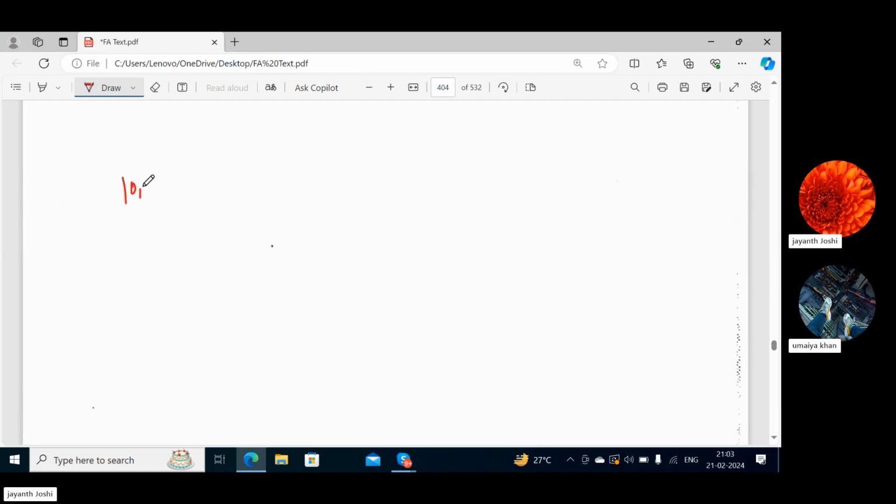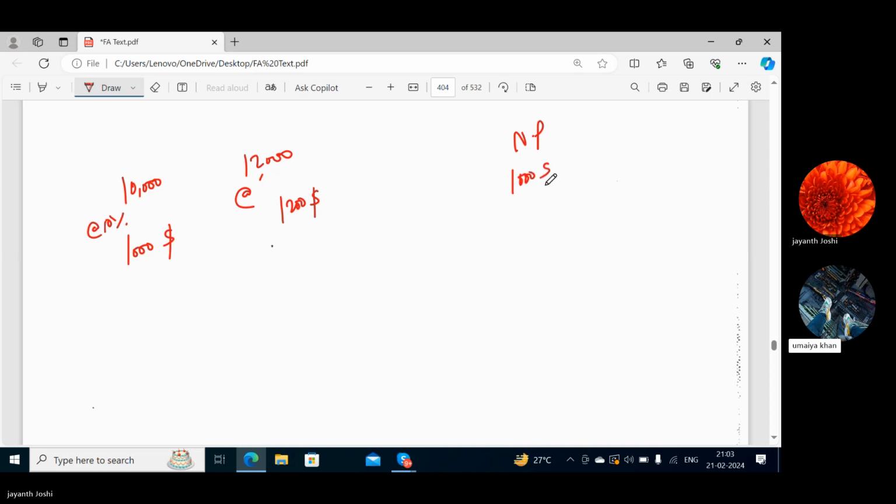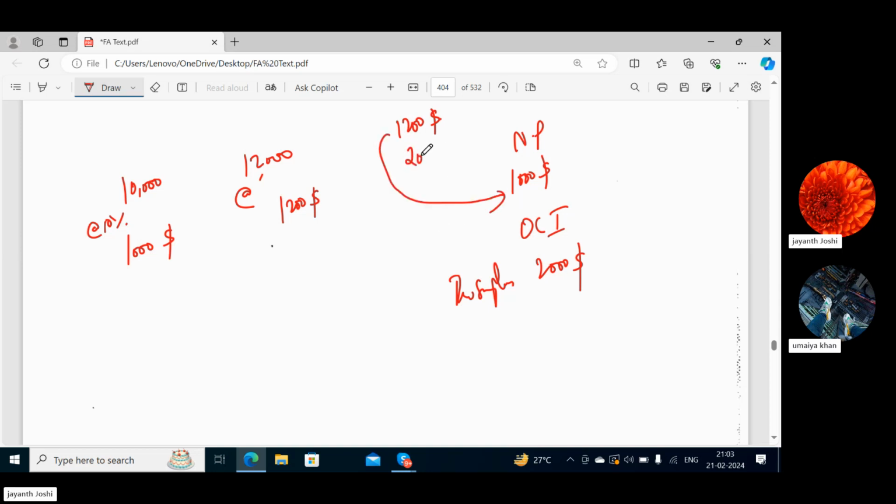See, 10,000 asset value. 12,000 revalued amount, 1,000 depreciation at the rate of 10%. This one, 1,200 depreciation. My net profit is 1,000. And other comprehensive income I'm showing 2,000, the revaluation surplus. So now what is happening is, actually my profit was 1,200, but I'm getting 1,000. From this 1,200 I have reduced this depreciation. Correct? Depreciation belongs to the P&L account, right?